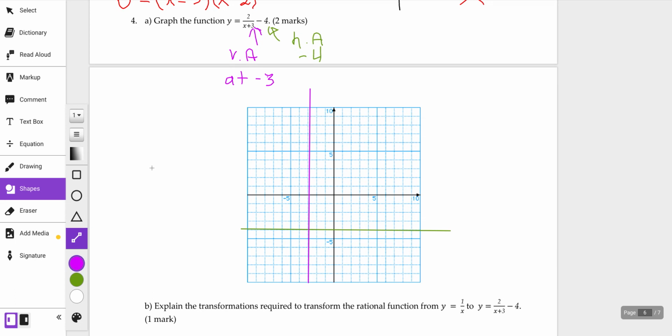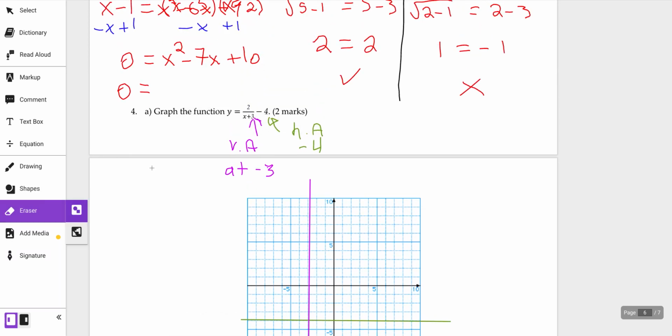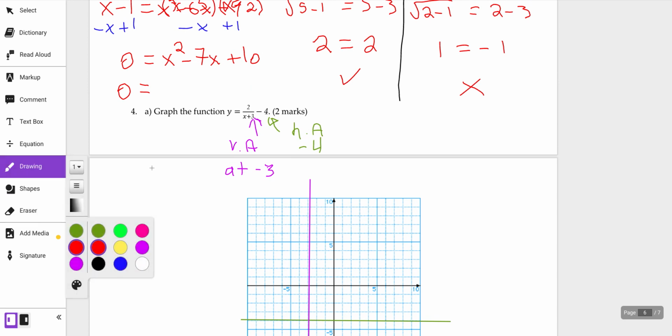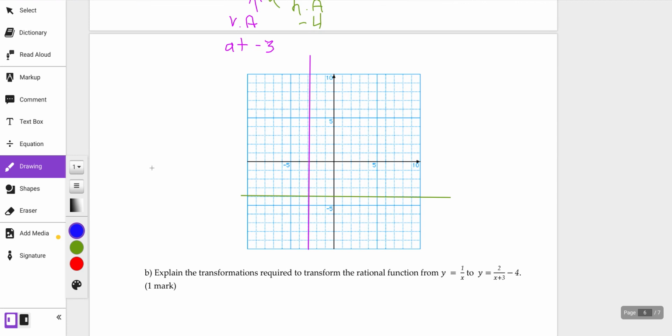The next thing I'm looking for is that you have a stretch of 2. That means that you should have had an original point that was 1 over and 1 up, right there, and 1 right there. Had this thing not been stretched, that's what your graph would have looked like.